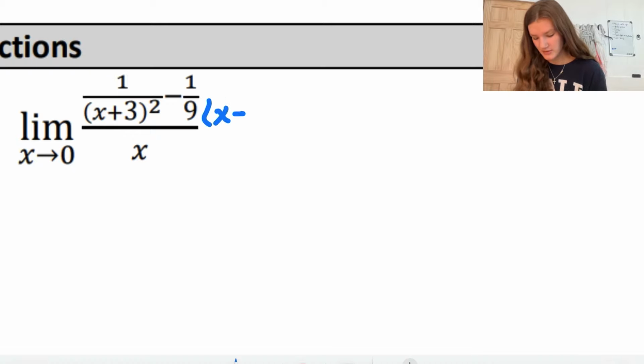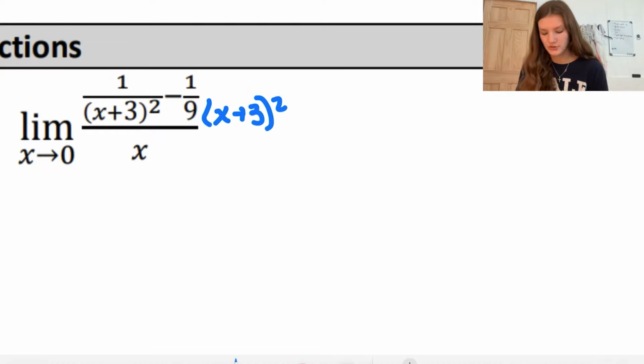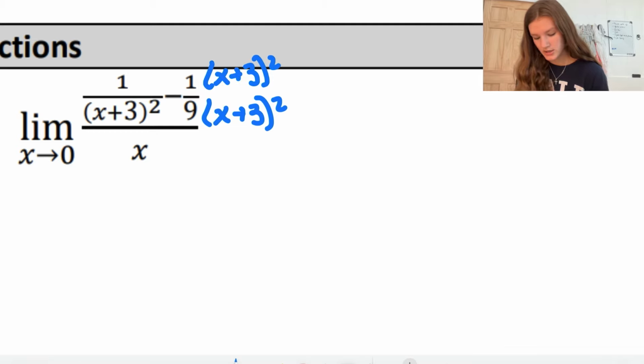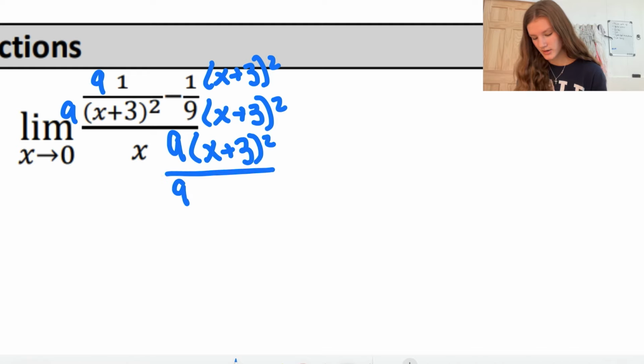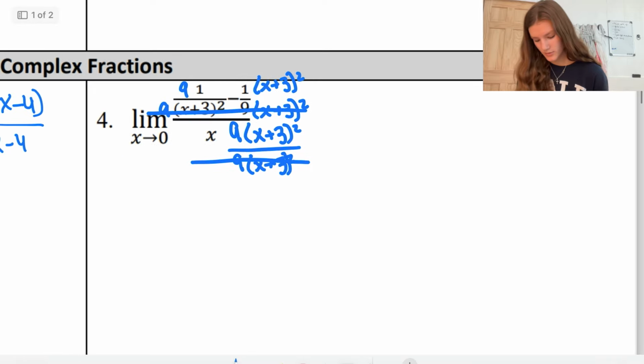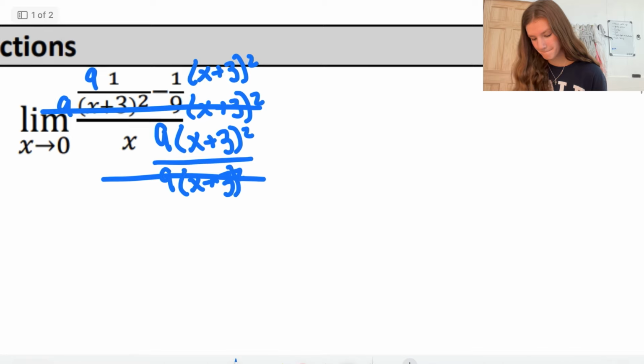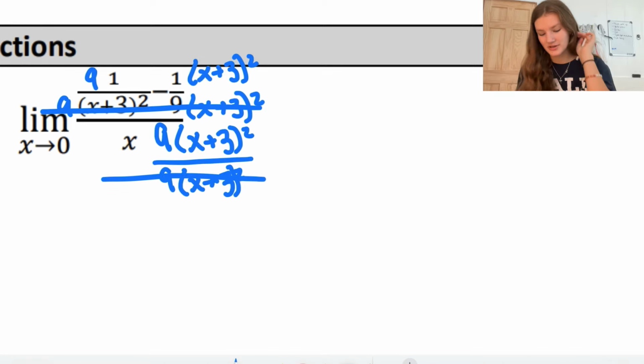Do x plus 3 squared. Make the common denominator 9 times x plus 3 squared. So x plus 3 squared times 9 times 9. Then this is going to be 9 times x plus 3 squared over 9 times x plus 3 squared. Whoops. You guys get the point. Bottoms cancel out. Perfect. I know this looks like such a mess, but just trust the process.